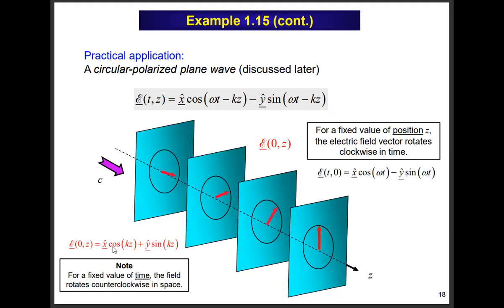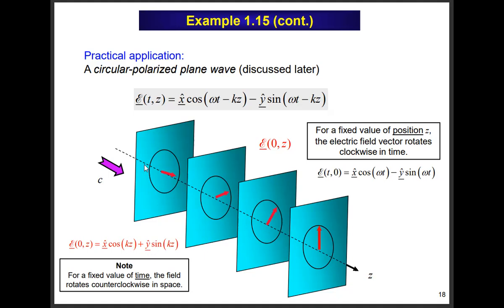Now, this looks the same as what I did in my example, right? Except for two things. There's a plus instead of a minus, and it's KZ instead of what I call omega t, right? So this is showing the evolution of the wave for a fixed time as Z progresses, as opposed to this, which is fixed Z and time is progressing, right? Okay, so let's look at this a second.